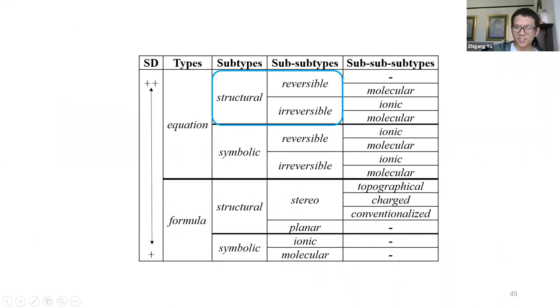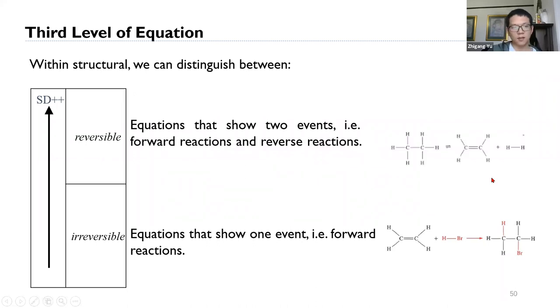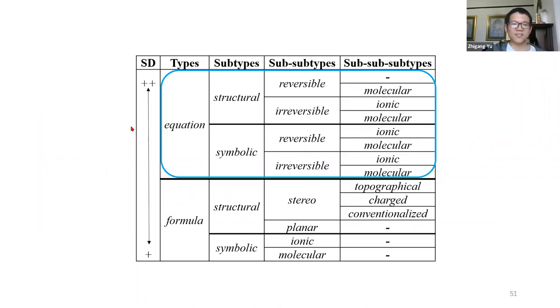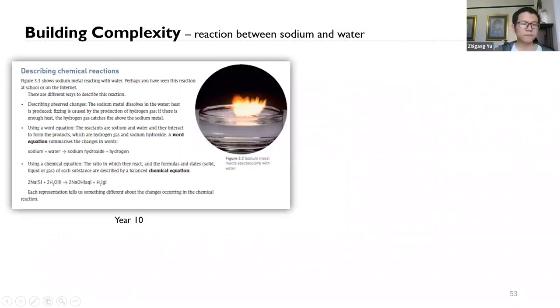The last part, within structural, the same, it can be distinguished in parallel at the two levels. Irreversible shows the forward reaction. And reversible shows two events, the forward and the reverse. The same reasoning as before. So this is the top half. And again, we can see the payoff. Building complexity, a reaction between sodium and water.